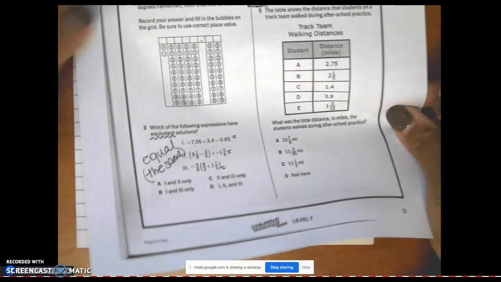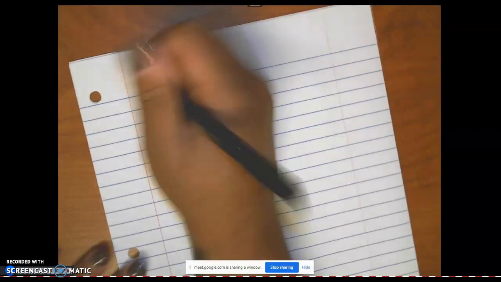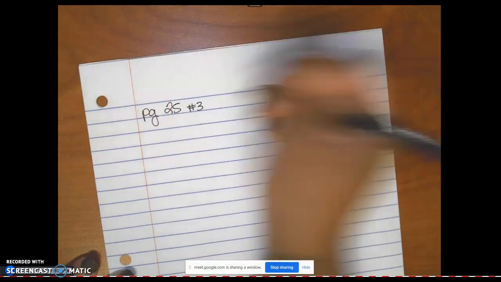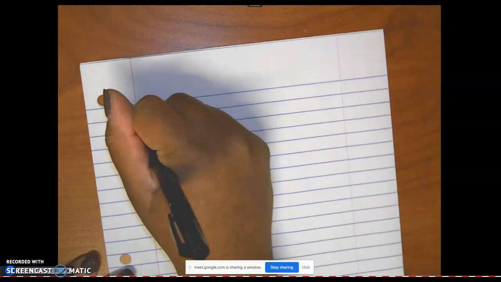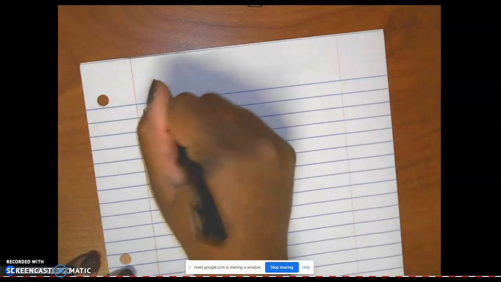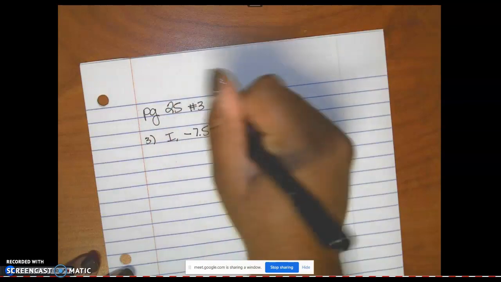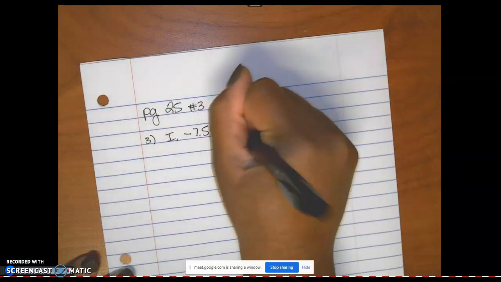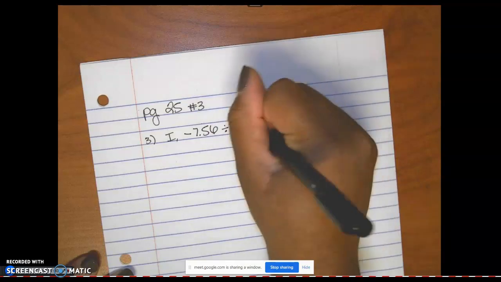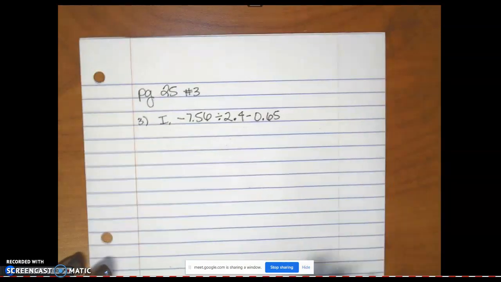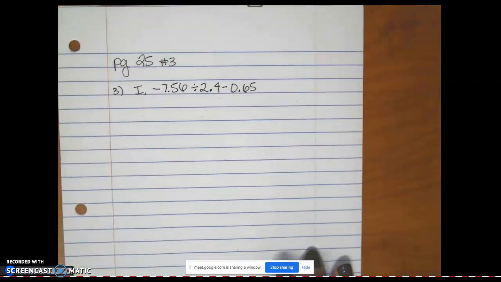So I'm going to come to my paper because I need a lot of space for this, and I'm going to write where I'm showing work on separate paper, page 25, number 3. Then I'm going to do Roman numeral 1, and the question is negative 7 and 56/100 divided by 2 and 4/10 minus 65/100. So I have to apply the order of operations here.